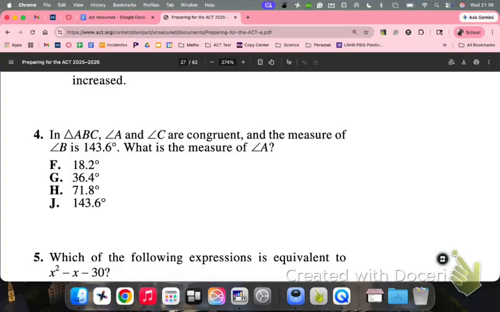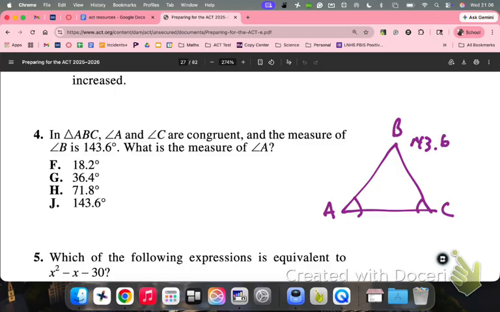In triangle ABC, angles A and C are congruent, and the measure of angle B is 143.6. What is the measure of angle A? So we're going to just sketch this up here. A and C are congruent. B is 143.6 degrees. That's right there.